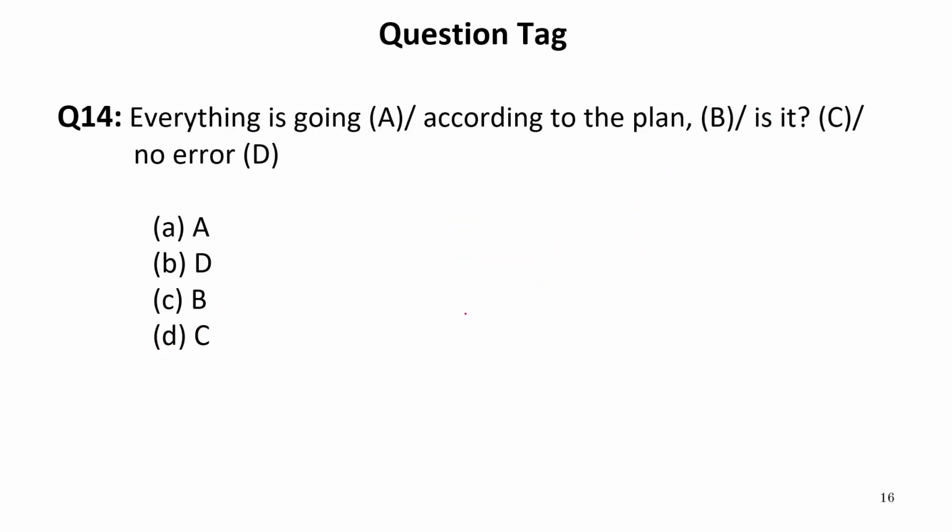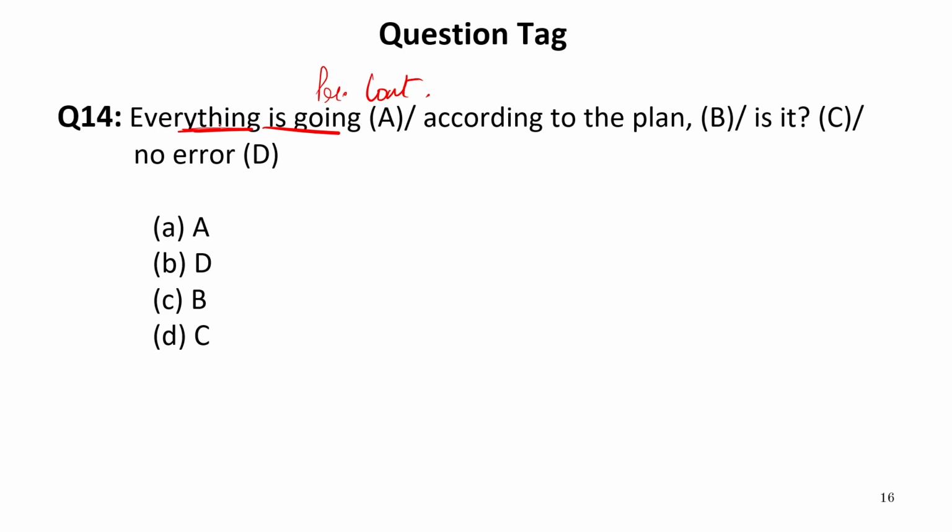Now let us move to the next one. Everything is going according to the plan. So everything is going. It means the sentence is in present continuous tense, in which the helping verb we use is, am or are. Now everything means whatever the action of whatever the thing was going on. So everything is singular.